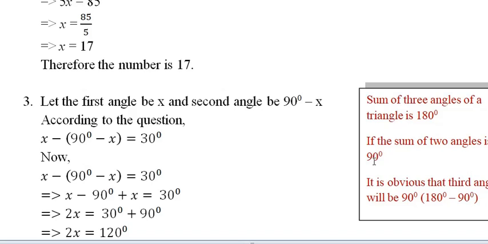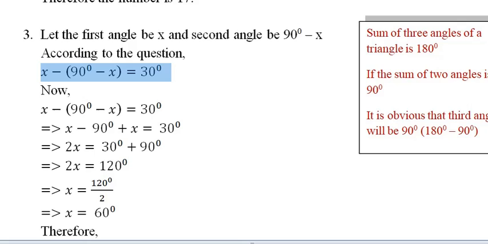So if the first angle is x, then the second angle will be 90 degrees minus x, and according to the question, their difference will be 30 degrees. So that is x minus (90 degrees minus x) equals 30 degrees. So this is our equation. As I already said, framing the equation is the main problem in this exercise 12.2. Now we have framed the equation and find the value of x.